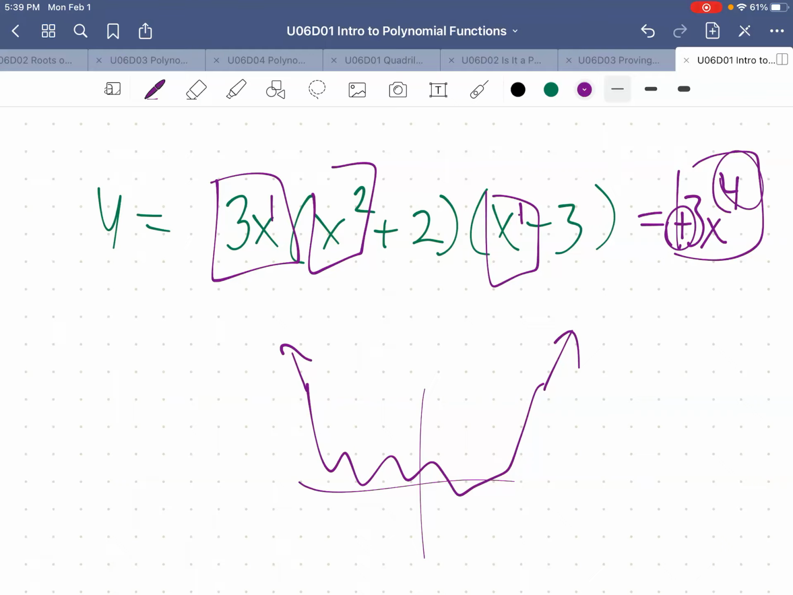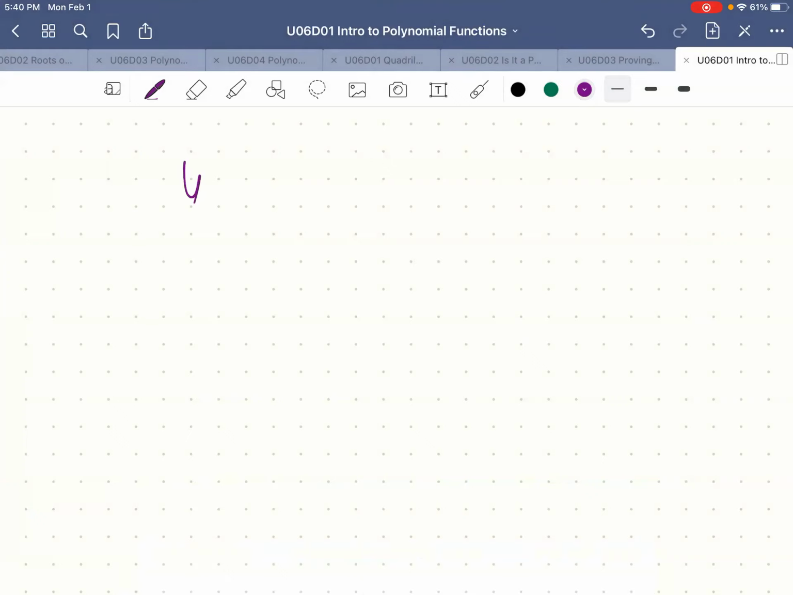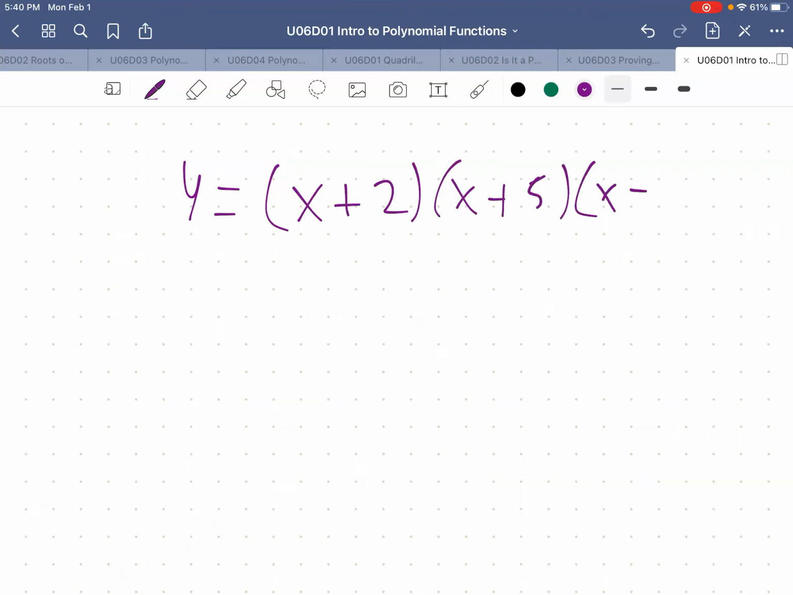Lastly, the degree of the polynomial actually tells us a little bit about the roots of a polynomial. Let's take a look at one more example. So these are going to be several polynomials that are written in factored form. So this would be (x plus 2)(x plus 5)(x minus 3). If we were to simplify that, it would become an x to the 3rd power, which would be useful for estimating what the graph looks like.